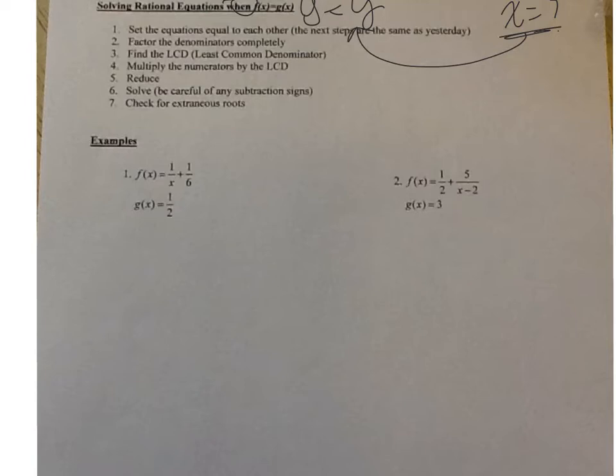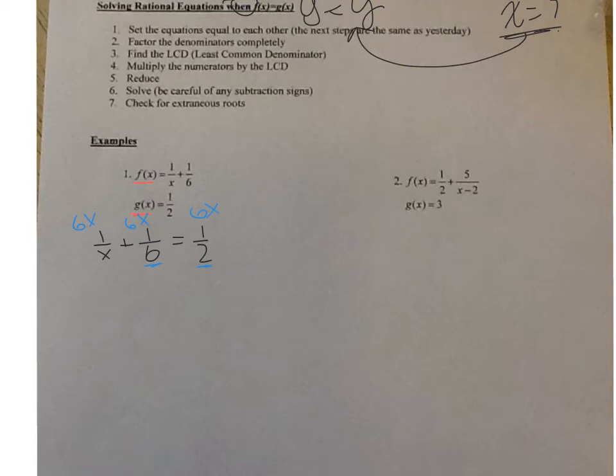So we're going to take f of x and g of x and set them equal to each other. So I have 1 over x plus 1 over 6, sorry, is equal to 1/2. All right, so we're looking for the LCD. So just take a look at the numbers first. I have a 6 and a 2, so my LCD would be 6. I'm going to give each numerator a 6. That'll take care of the 2. And then I need to get rid of the x, so I'm going to multiply everything by x.